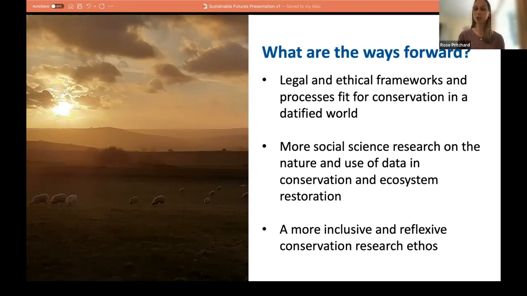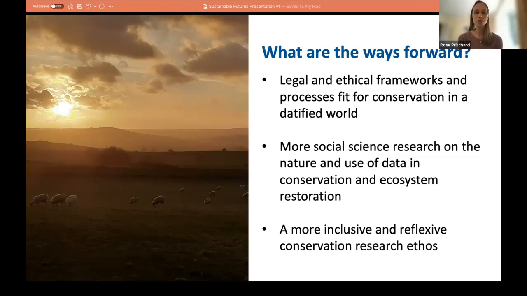I'm a researcher, so of course I'd say we need more research, but I think in this case it's very strongly warranted. There's been some fascinating theoretical writing on this in the last few years, but now it's about building that empirical side. So getting those really detailed case studies that will help us understand how conservation and restoration data are being used, and what impacts that's having in the real world.